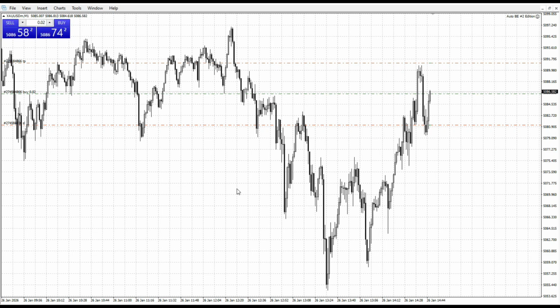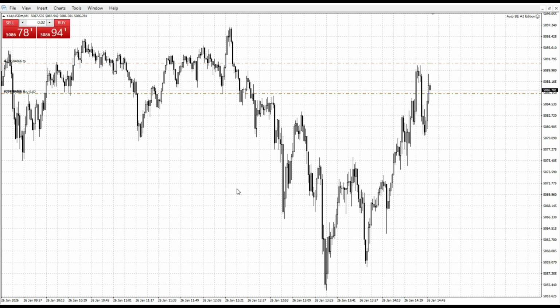Now let's see the break-even feature in action. As the trade moves into profit and reaches the break-even activation pips level, you can see the stop loss automatically moves to the entry price plus the break-even offset pips. This secures your trade, preventing a loss while still allowing the remaining position to reach the take profit.